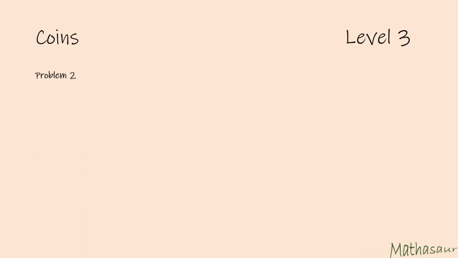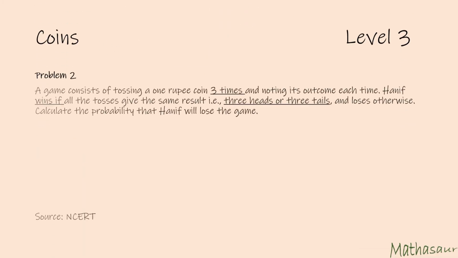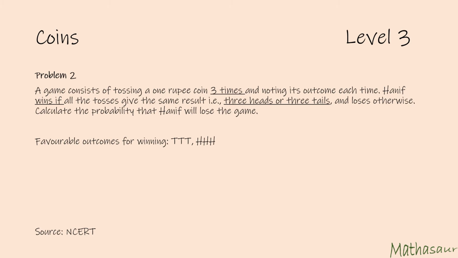Let us look at another problem. A game consists of tossing a 1 rupee coin 3 times and noting its outcome each time. Hanif wins if all the tosses give the same result, that is 3 heads or 3 tails, and loses otherwise. Calculate the probability that Hanif will lose the game. Let us see how to do this problem.